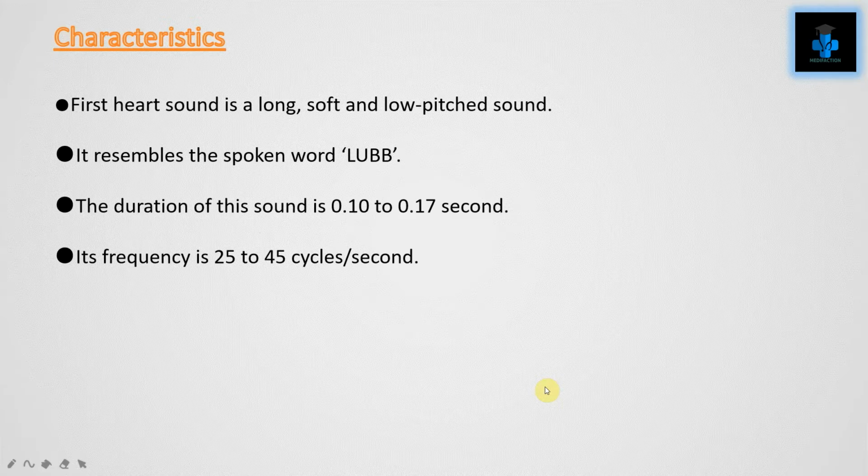Characteristics. First heart sound is a long, soft and low-pitched sound. It resembles the spoken word lub. The duration of this sound is 0.10 to 0.17 second. Its frequency is 25 to 45 cycles per second.